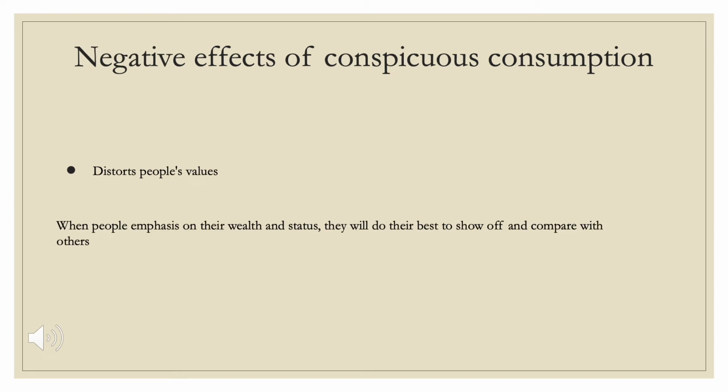We know everything has two sides, so in the following, we are going to talk about the negative effects of conspicuous consumption. Conspicuous consumption distorts people's values and can even lead to the corruption of individuals. When people emphasize their wealth and status, they will do their best to show off and compare with others. People make their life purpose and meaning lie in the constant need to show off.